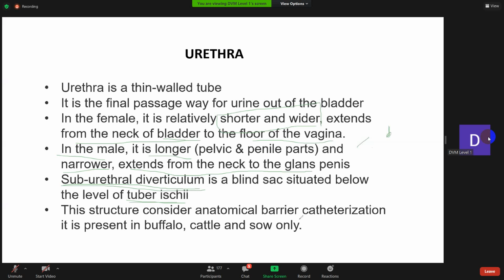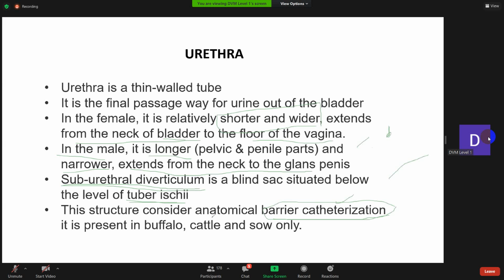This structure is considered an anatomical barrier to catheterization. So please take care if you want to catheterize animals, or if you want to go for insemination, so that whatever you are inserting does not go into the suburethral diverticulum. During catheterization or artificial insemination, you have to take care of the suburethral diverticulum.